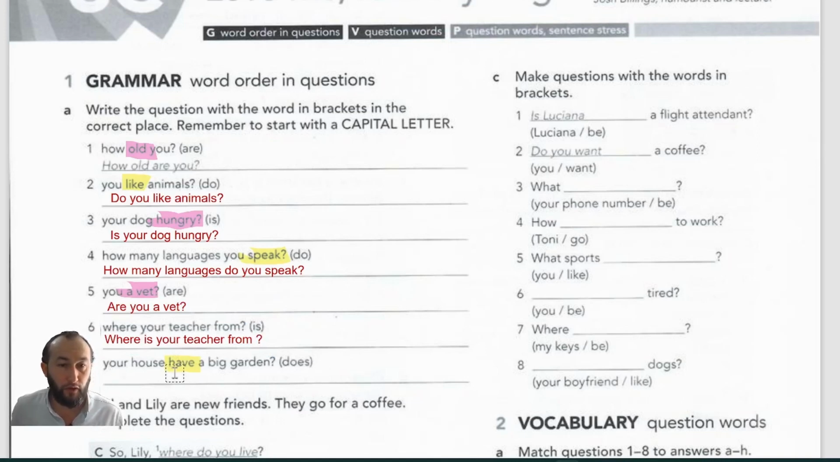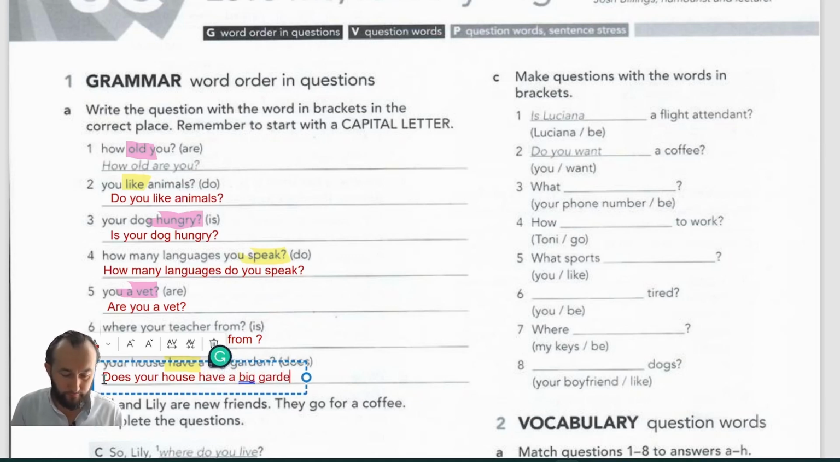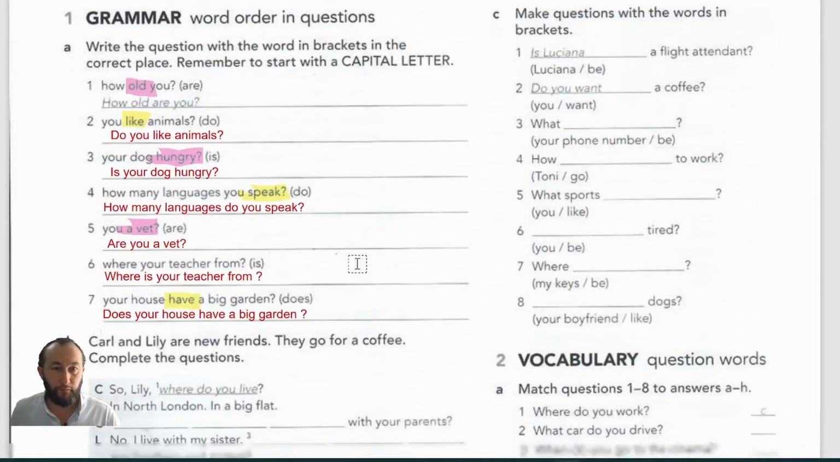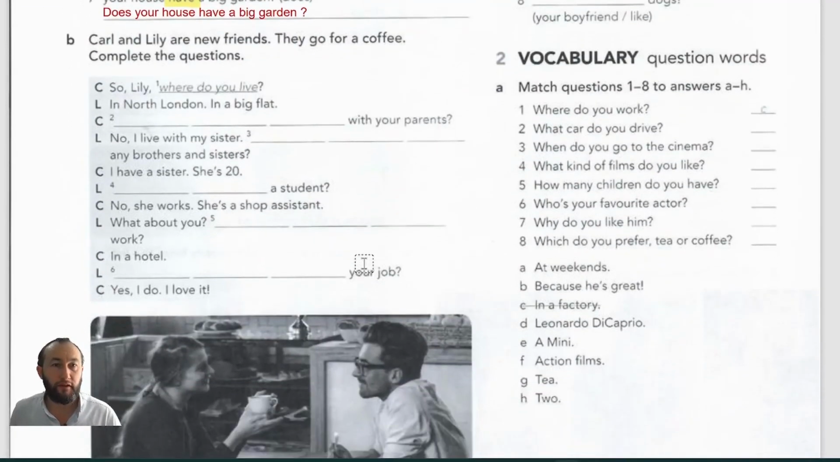Number 7, your house have a big garden. So does, capital D, does your house have a big garden? Does your house have a big garden? And that's it. Now we're moving to exercise B.